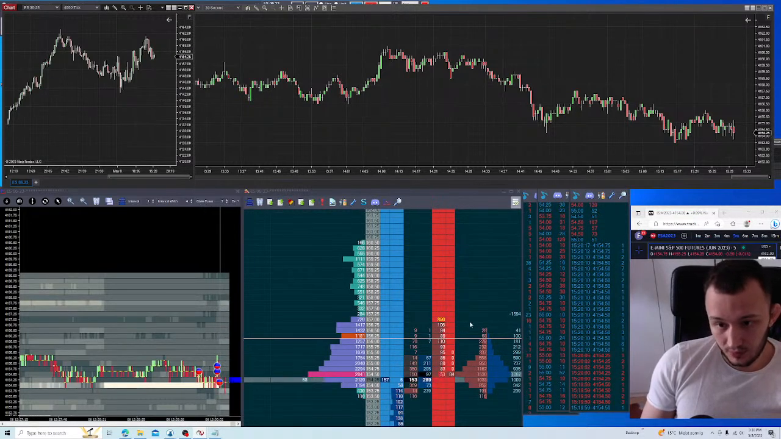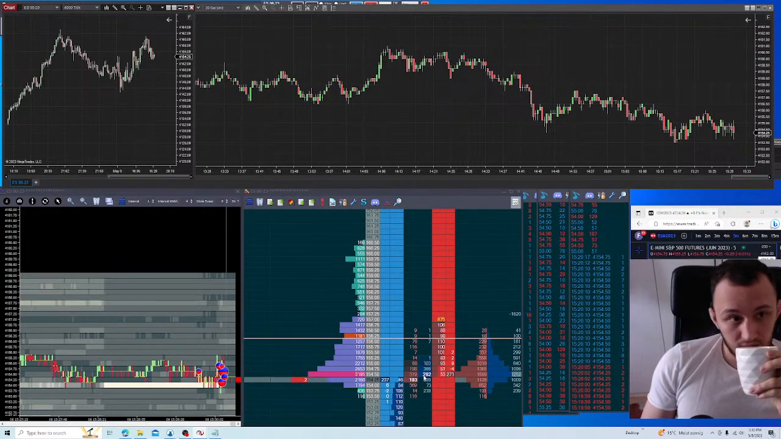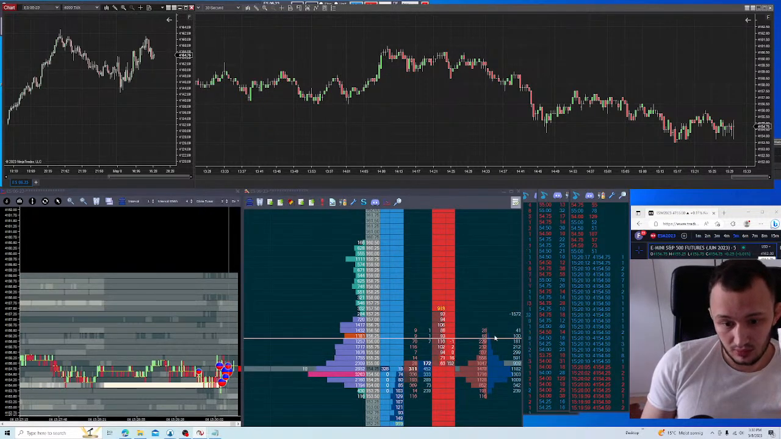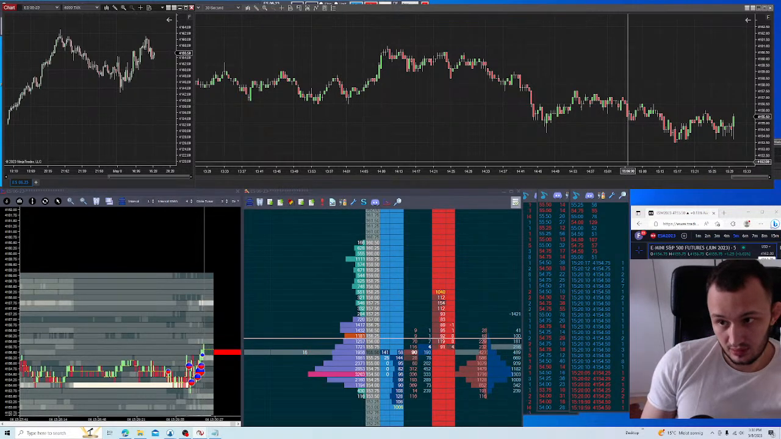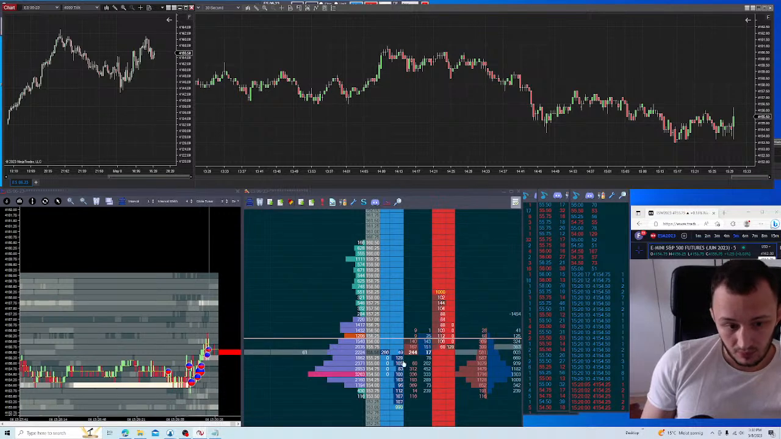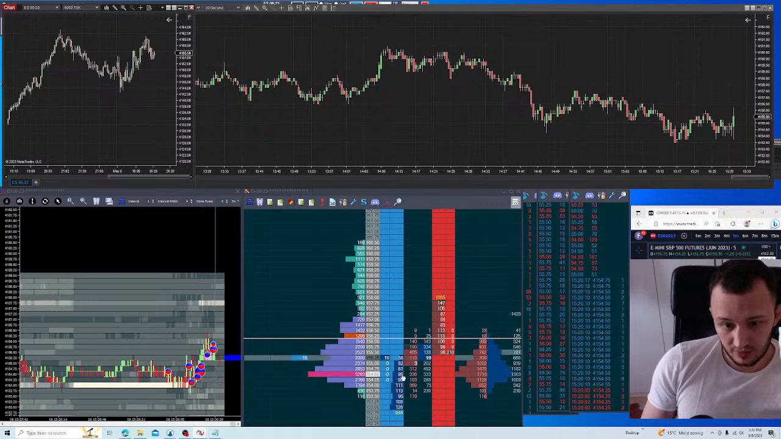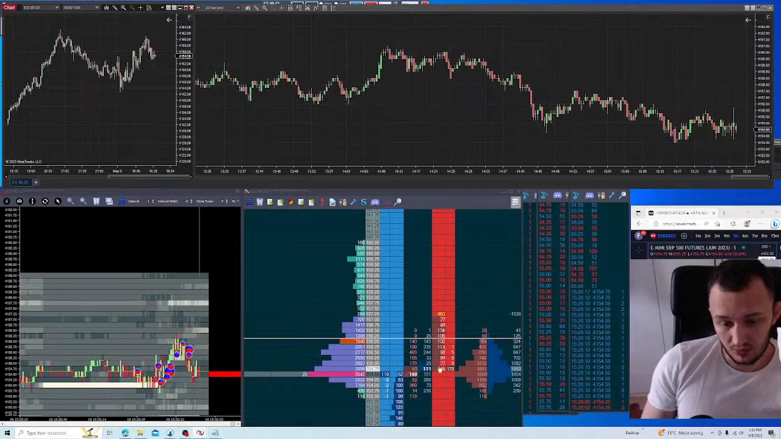Now we have the open, the opening print. Do we want to jump in here in either direction? Not really for now. It's not clean enough for me yet. It does seem like we want to go up. I want to see it test and hold the 45s again, hold above here. Really want to see the buyers showing me that they want to commit.